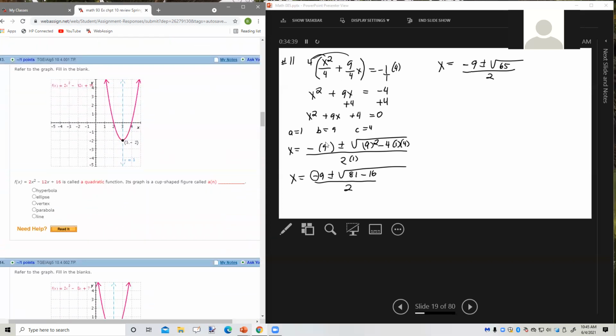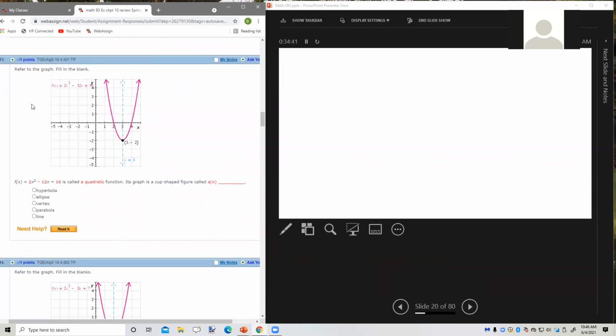Okay, let's take a look at this problem. It says, refer to the graph, fill in the blank. F of x equals 2x squared minus 12x plus 16 is called a quadratic function. Its graph is a cup-shaped figure called a parabola.